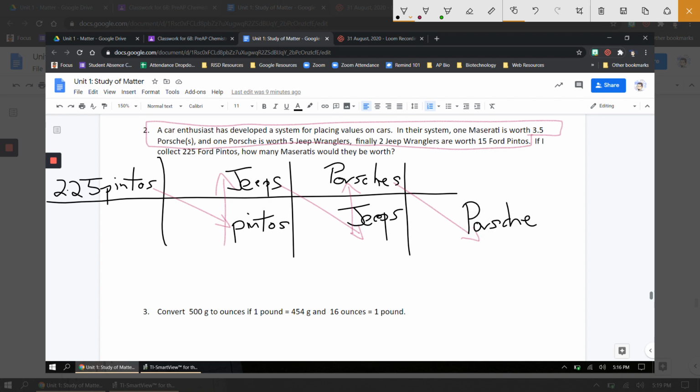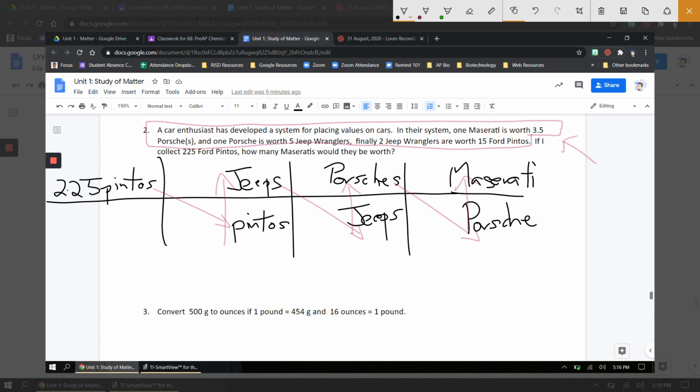Okay, I'm going to try to continue that line. Then what we need to do, of course, as I convert up, is look for something that I can convert Porsches into. Again, if you look right at the very beginning of this second sentence, it says a Maserati is worth a certain number of Porsches. That's a good thing because we're trying to get to Maseratis. We're currently in Porsches, so that tells me I can go ahead and convert from Porsches directly into Maseratis.